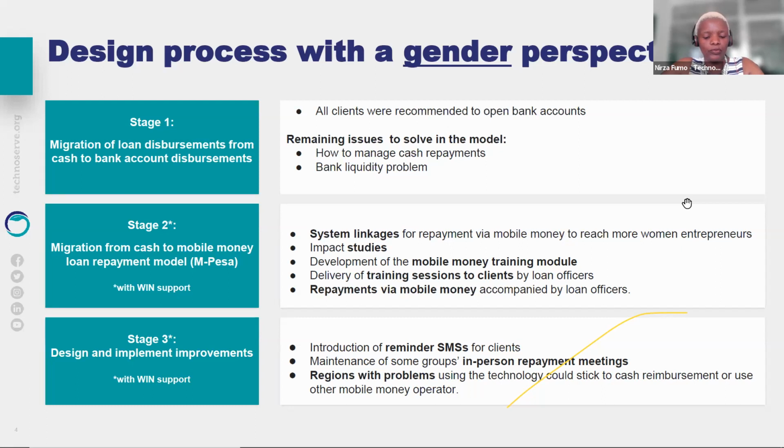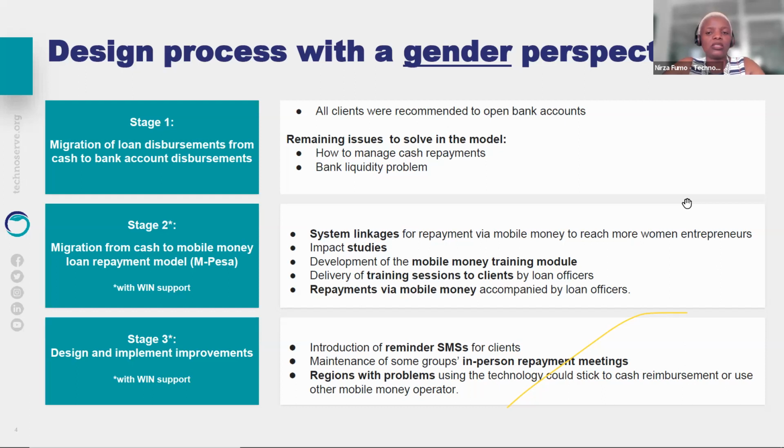So in stage 3, we did some improvements. In these improvements, we introduced reminder SMS for clients for better control of loans and also to remember the payment days, in order to increase the credibility of the model. Because people used to have the money with them and control their money physically, and now they understood that they could control it in digital form as well.